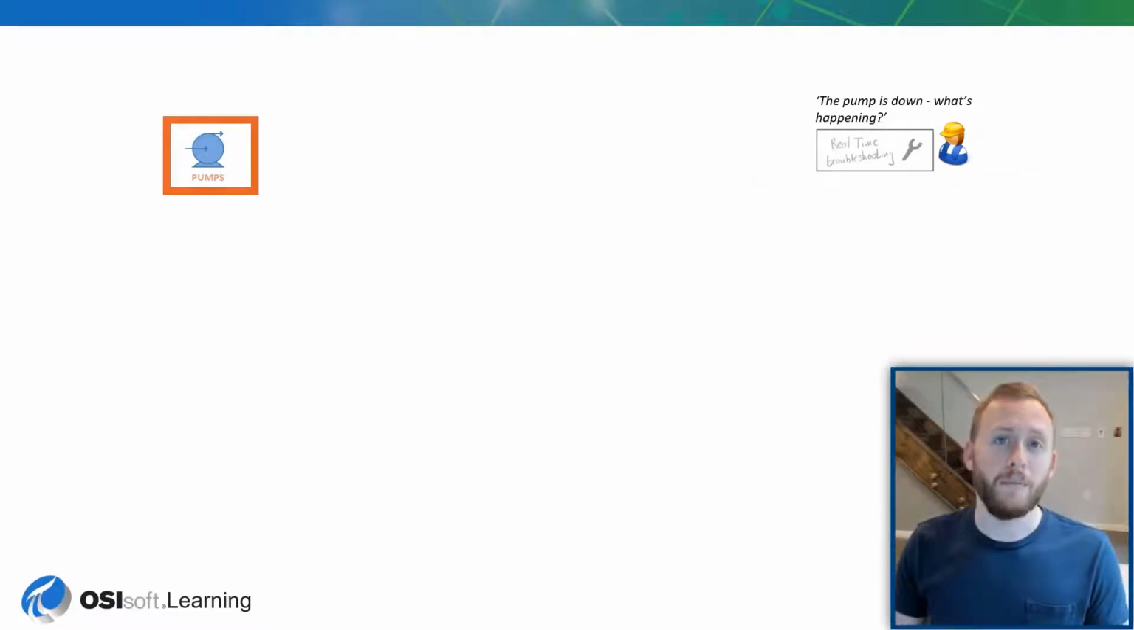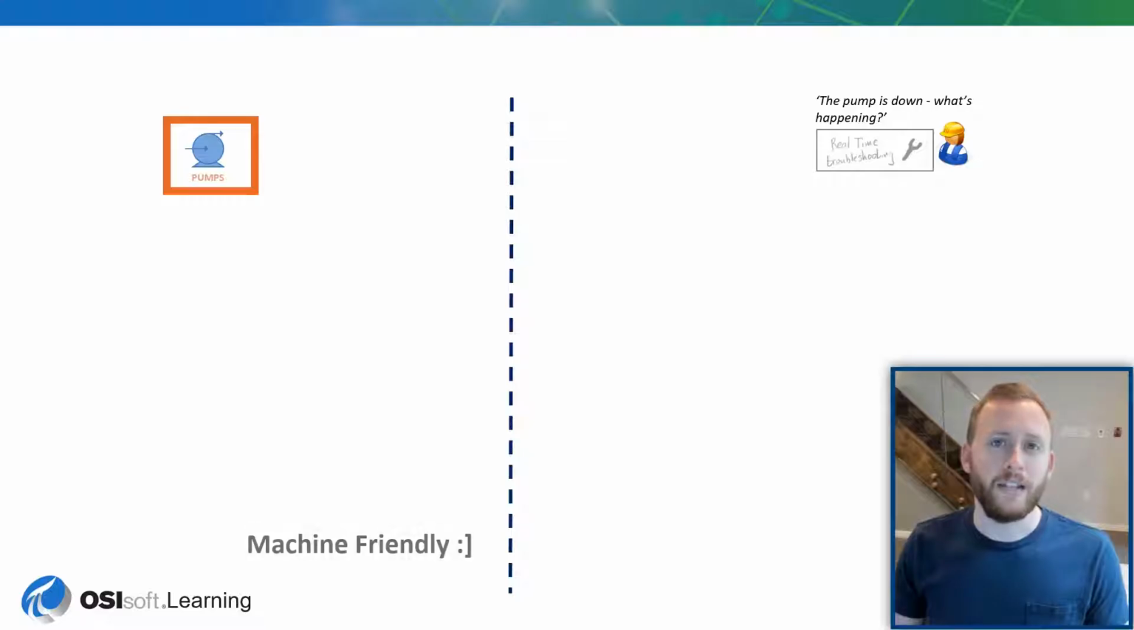Let's take a look at a simple use case. On the left, we have a pump, and on the right, we have a maintenance engineer who needs to do something with the data for that pump. Let's split this into two different sides, a machine-friendly side and a human-friendly side.